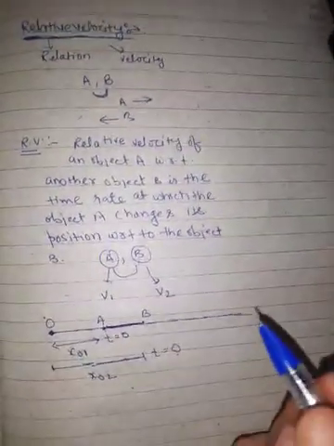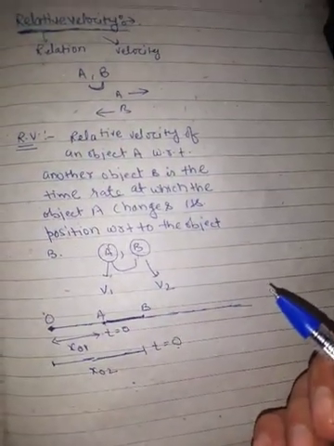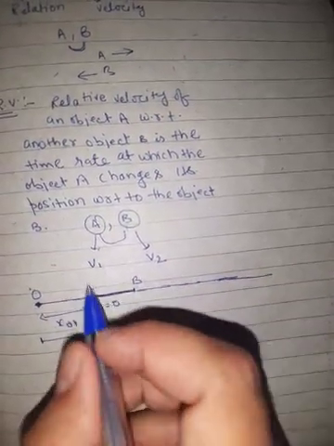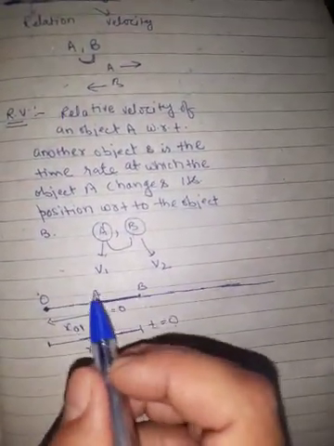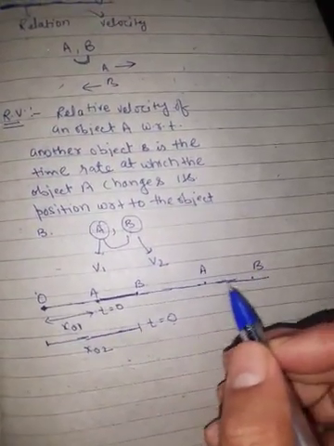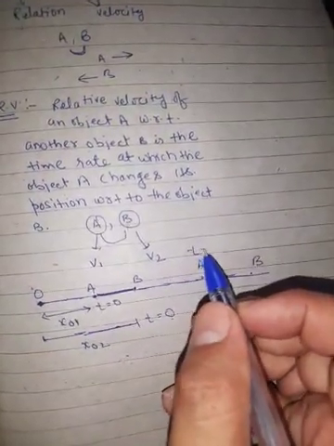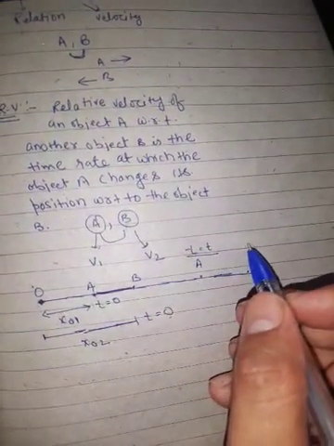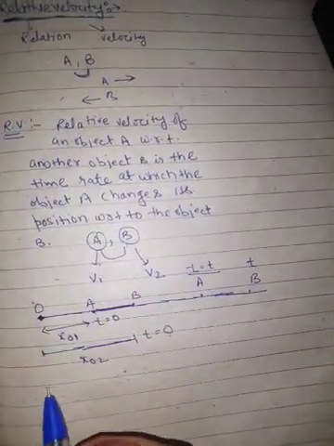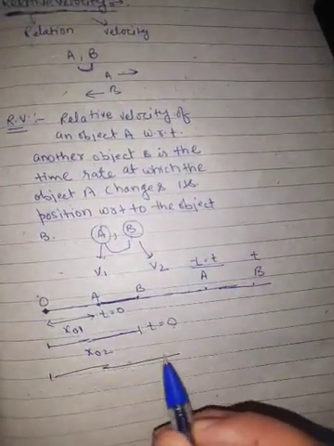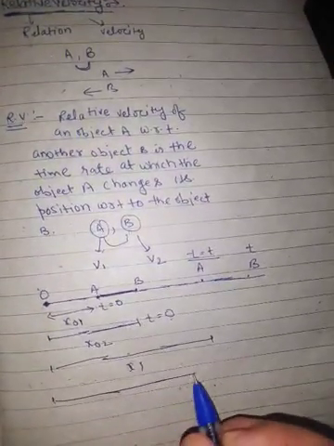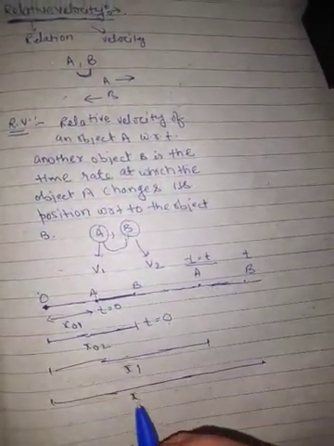Now let x1 and x2 be the displacements of A and B respectively after time t. After time t, the displacements for both bodies A and B are these. Both bodies are present at time t, so both bodies have changed their positions. Up to this point the total distance is x1, and up to this point the total distance is x2.